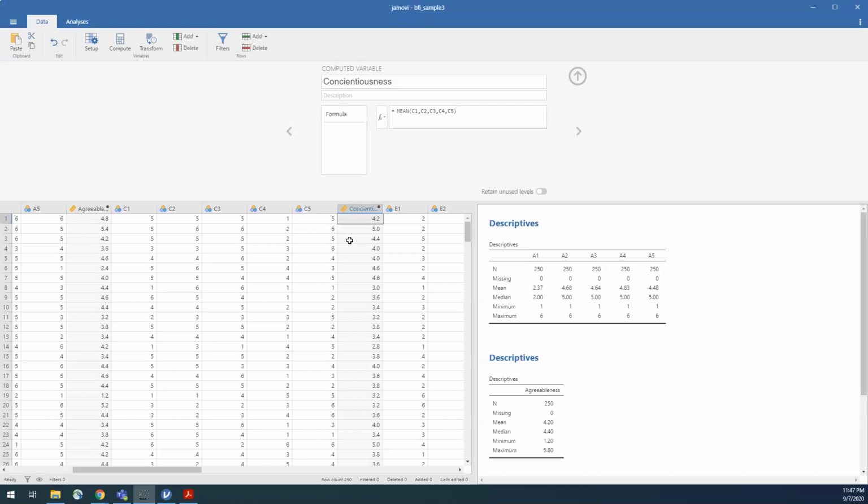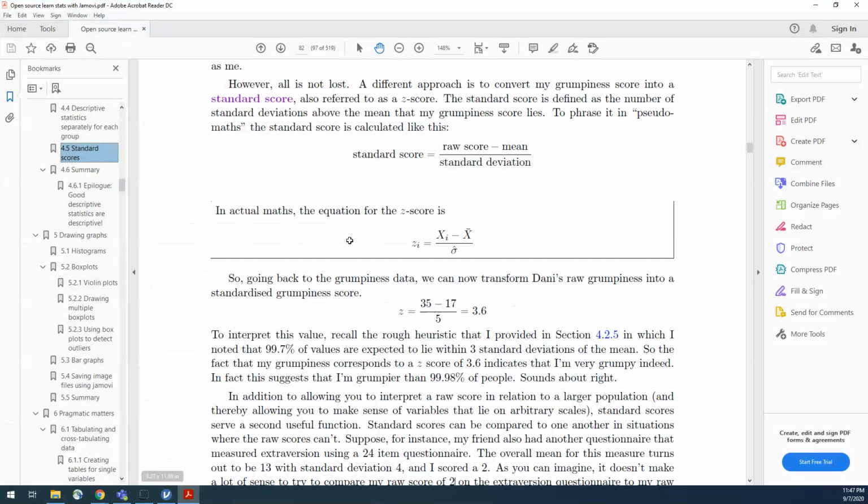Another thing the chapter talked about in our reading, I'm going to open up the reading for a second, is standardized scores, or z-scores. And remember, z-scores are equal to the raw score, whatever that person's score is, minus the mean of all the people who got that value, divided by the standard deviation. And in statistical notation, the z-score for any individual person is represented by i. Z-score for an individual person is equal to the score that that individual got on that variable, minus the mean of all of the scores in that variable.